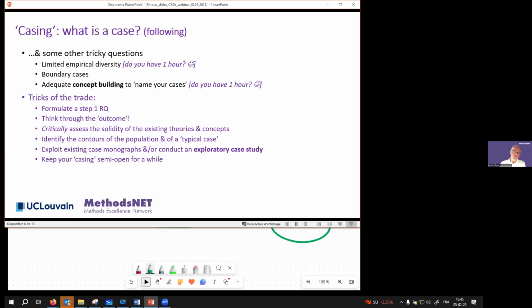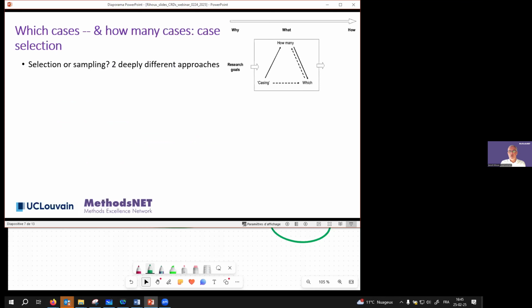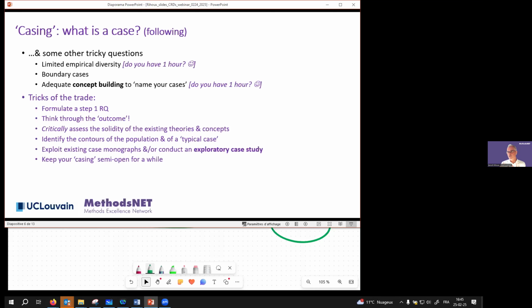And then, pragmatically, you could keep your casing quite open for a while, and then you will gradually consolidate it further down the road when you go towards case selection, because you might bump into some difficulties and then re-interrogate your casing. Okay, that's for the big topic of casing. And I chose to be quite systematic about this one, because that's perhaps the most challenging one.